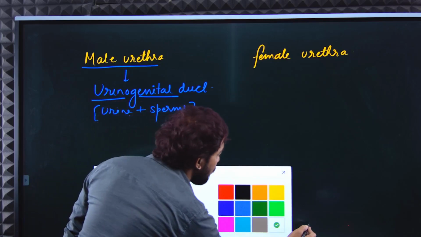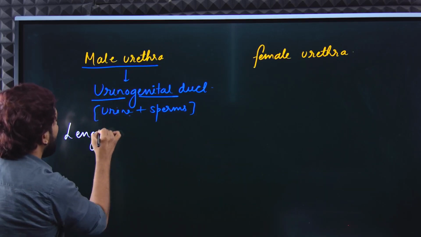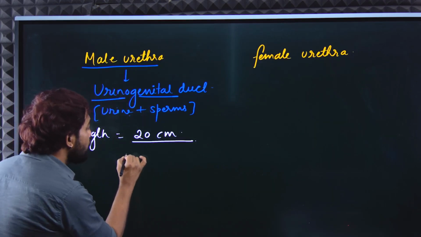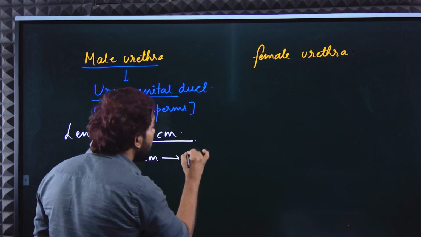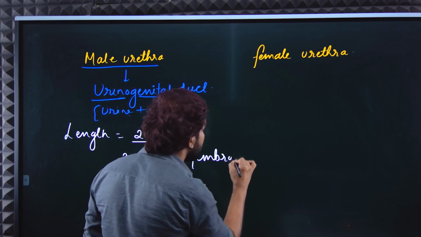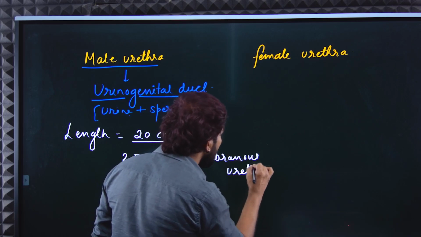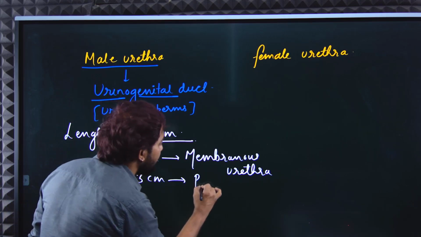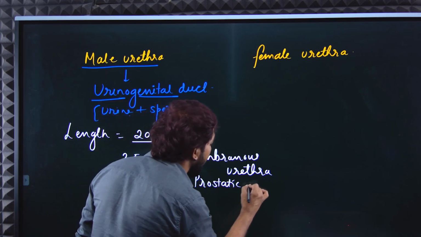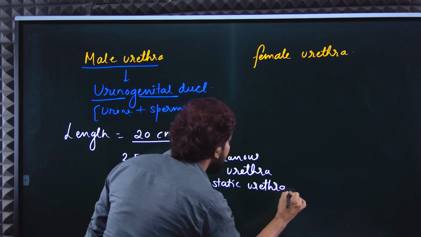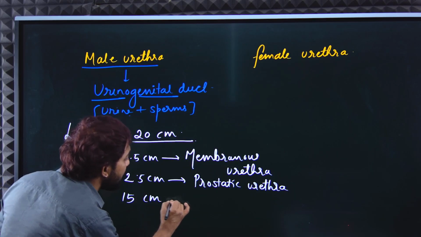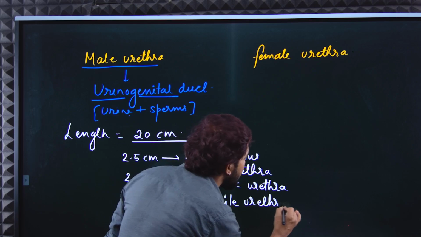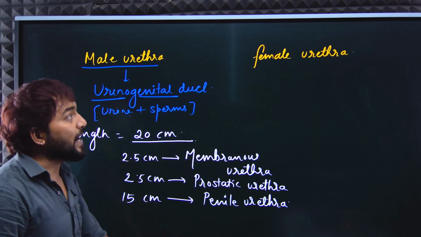The total length of urethra in males is 20 centimeter. How is it 20 centimeter? You have 2.5 centimeter membranous urethra. Then the next one is 2.5 centimeter prostatic urethra, and the rest 15 centimeter will be the penile urethra inside the penis. Together they total 20 centimeter.